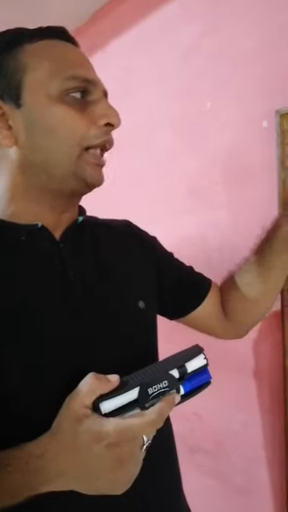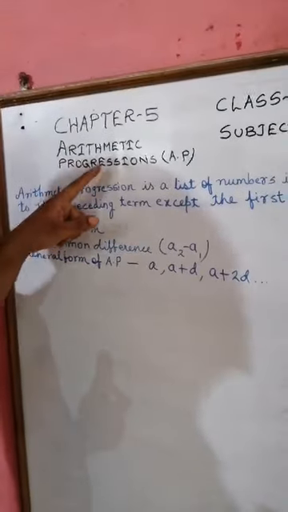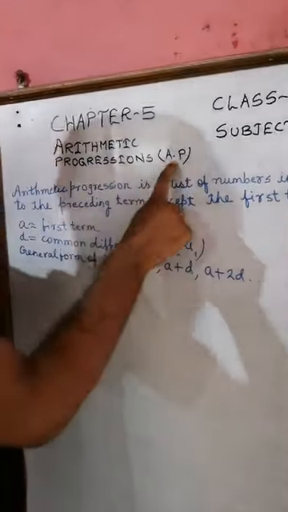Today I will discuss one important chapter in class 10th mathematics, that is chapter 5, and the chapter name is arithmetic progression. In short form we call it AP. Before starting this chapter we have to understand what an AP is and in which numbers or terms we will call it an AP. We will take one example.